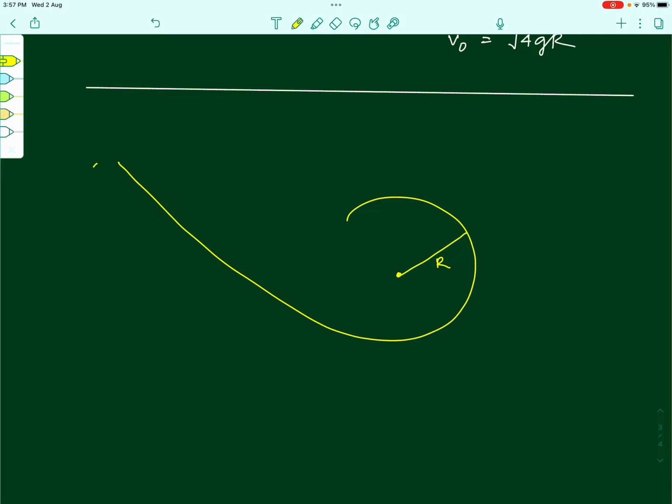We are supposed to find out the minimum height of this inclined track required so that when a bob, a block of mass m, is released from this height, it is able to just complete this vertical circle on its own. Okay, that is the question.